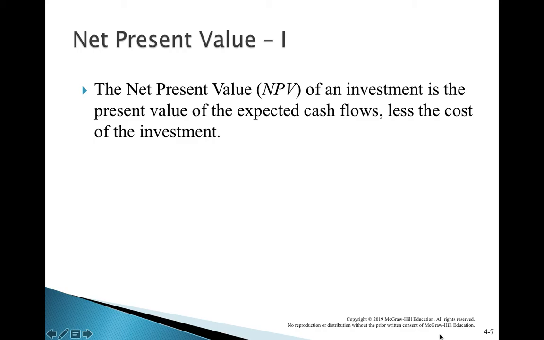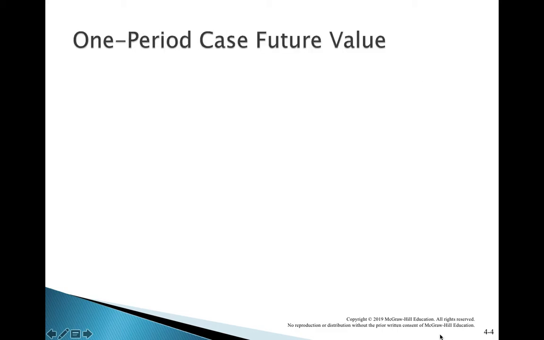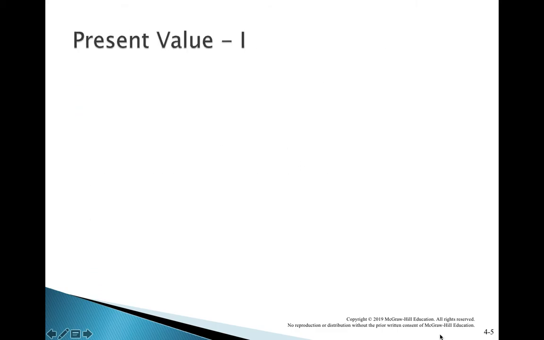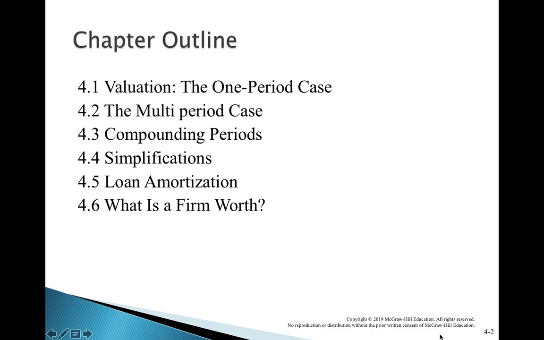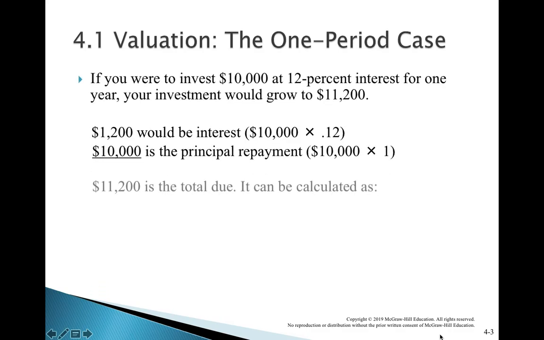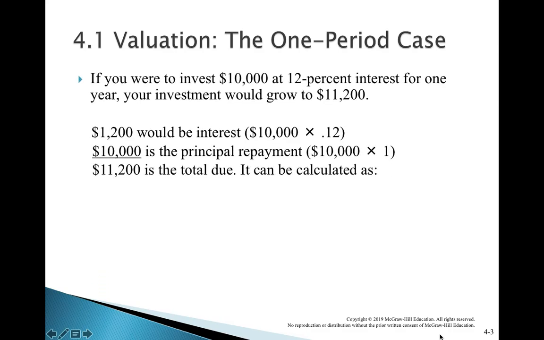Net present value of an investment is the present value of the expected cash flows less the cost of the investment. In the previous example, 11,200 is the future value, 10,000 is the present value, and the net present value is equal to future value minus present value. 1,200 is the net present value here.